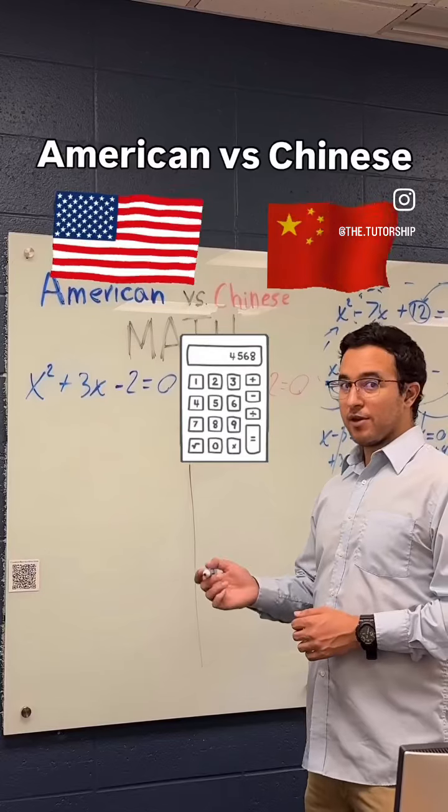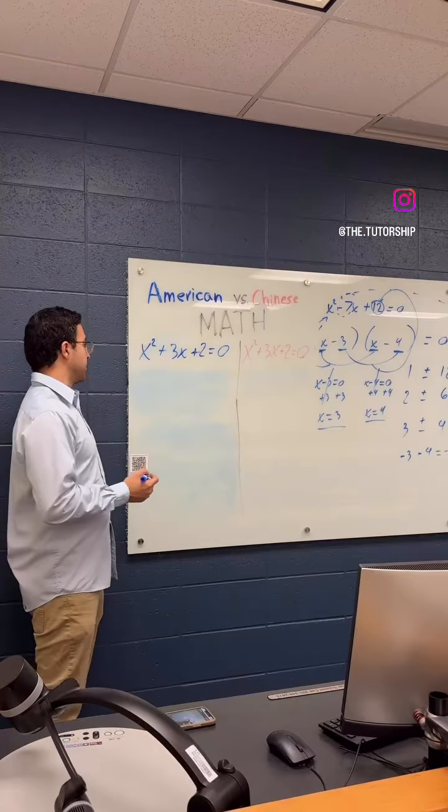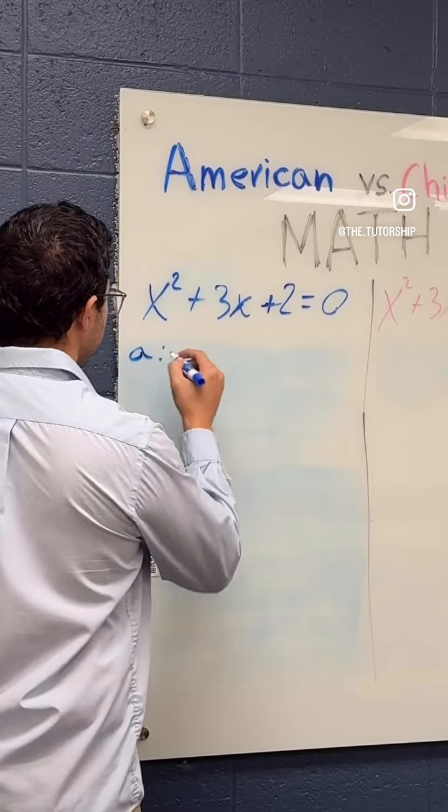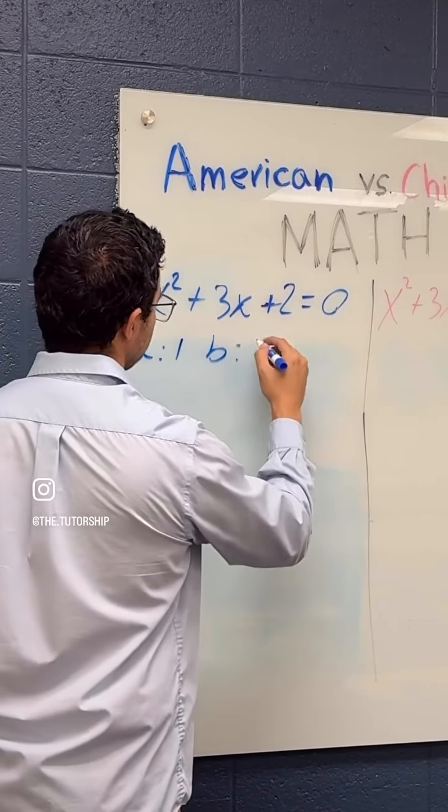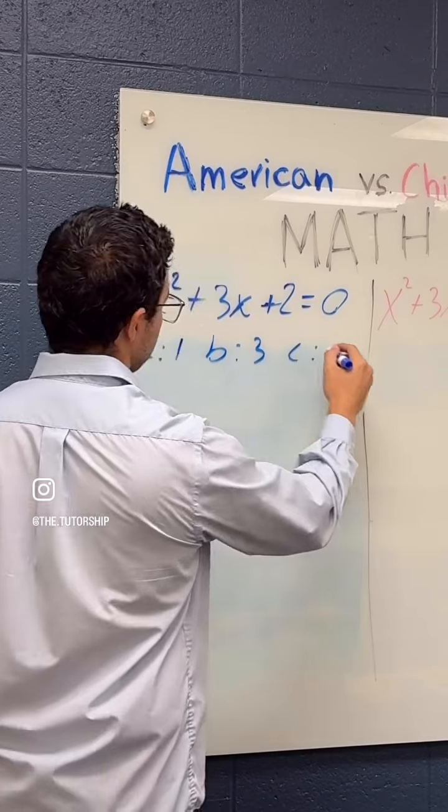Do you do math the American way or the Chinese way? Let's start with the American way. We first have to identify our coefficients. A is the coefficient of x squared, which is 1. B is the coefficient of x, which is 3. And C is our constant term, 2.